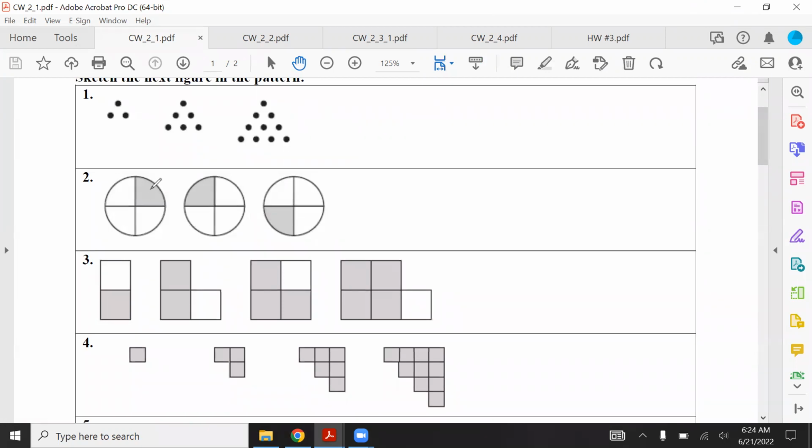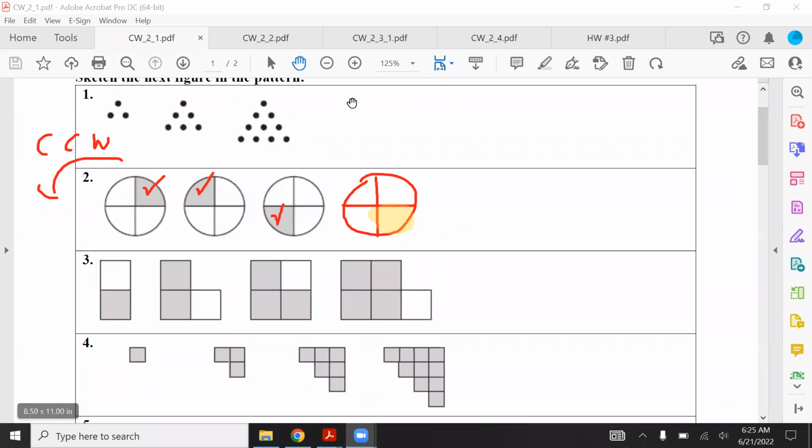So here you see a quarter circle right here, a quarter circle right there, and a quarter circle right there shaded. So my guess is it's going counterclockwise, CCW for short. So it starts in the upper right, upper left, lower left. So my guess is the next pattern will be right over here, in the lower right.